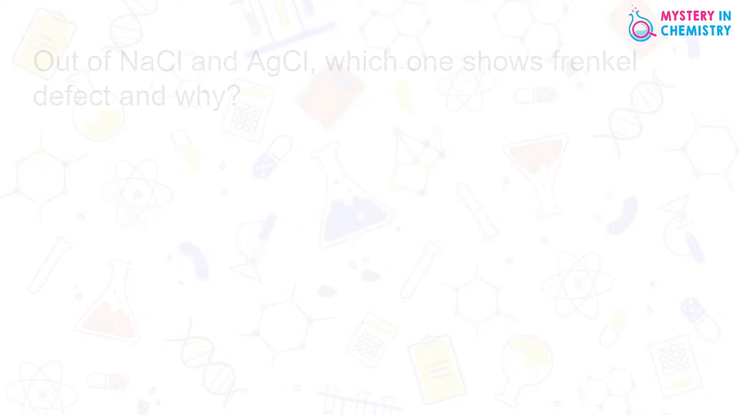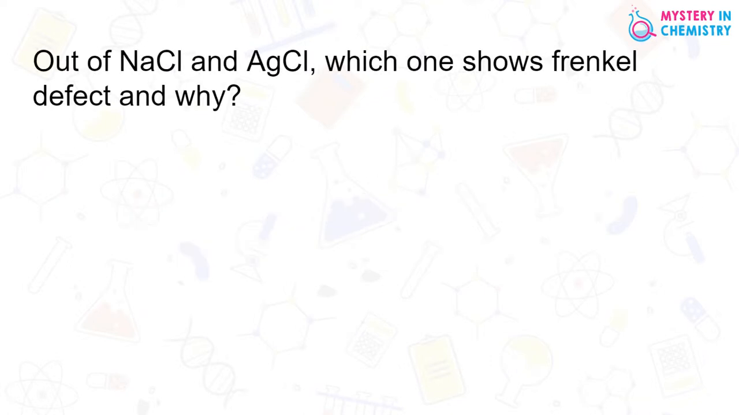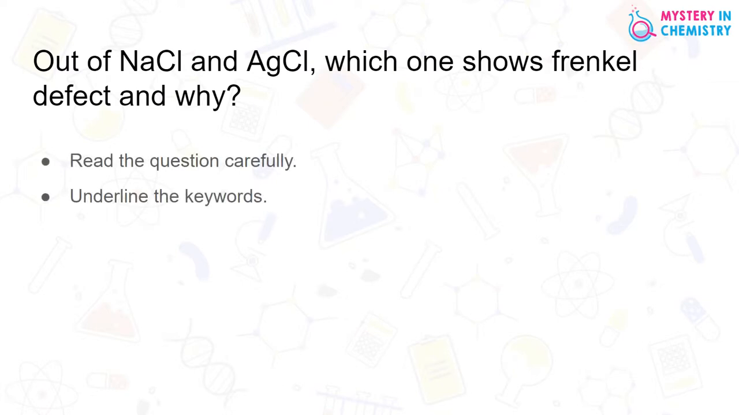To understand it, let us take an example. This question is here. The first thing to do is read the question carefully. Out of sodium chloride and AgCl, which shows Frenkel defect and why? Next, underline the keywords. So here the keywords are sodium chloride, AgCl, Frenkel defect and why.